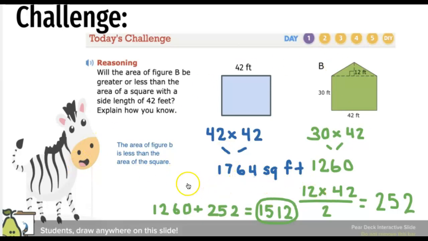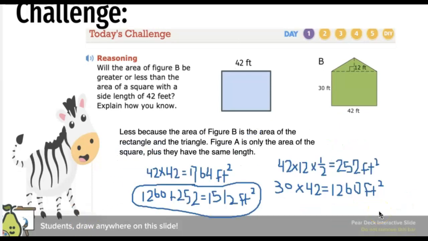She didn't answer the question of which one is greater or less than. Oh, she did. Here, the area of figure B is less than the area of the square. Sorry, I didn't see that right away, but she did say that figure B is less than the area of the square. Let's look at one more answer.